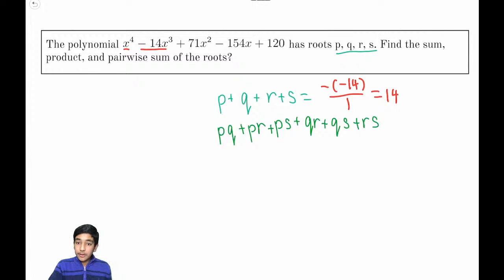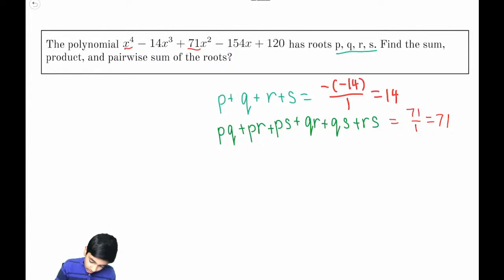Let me look in the chat at some questions that people are having. Oh, so somebody asked about Vieta's. You always take the first coefficient. So you do the negative of this coefficient divided by this coefficient, and that is the sum. And then for the pairwise products, I forgot to mention that, this will be equal to 71 over 1, which is 71. So for the pairwise sums, you do this coefficient over this coefficient.